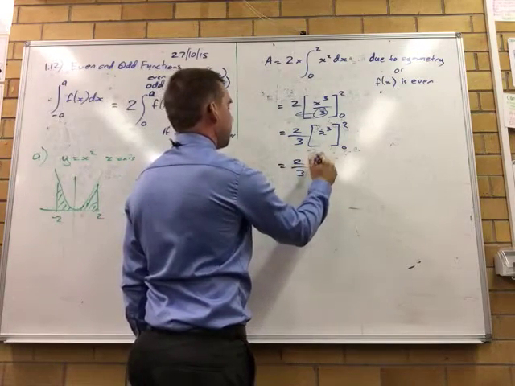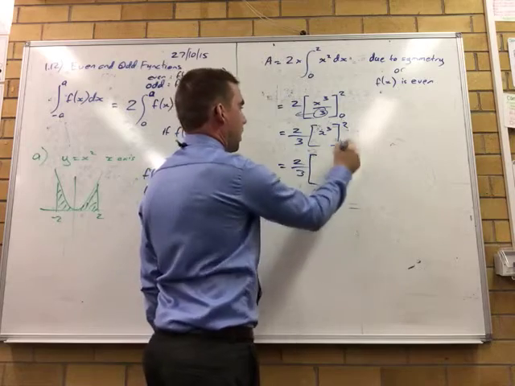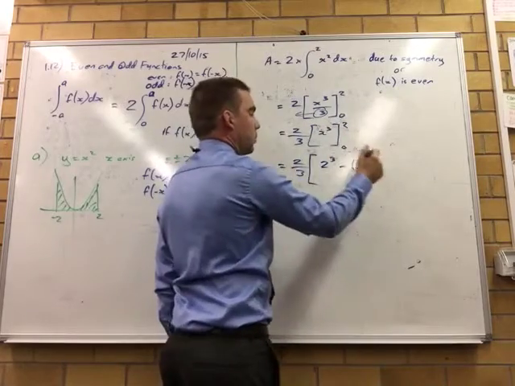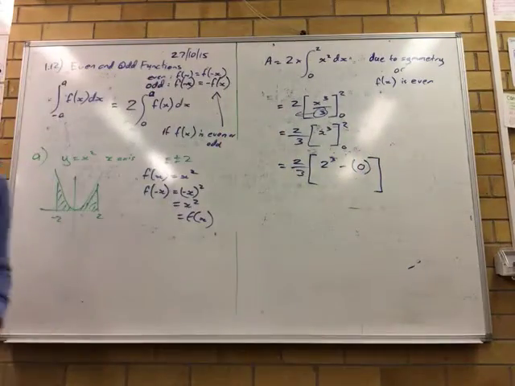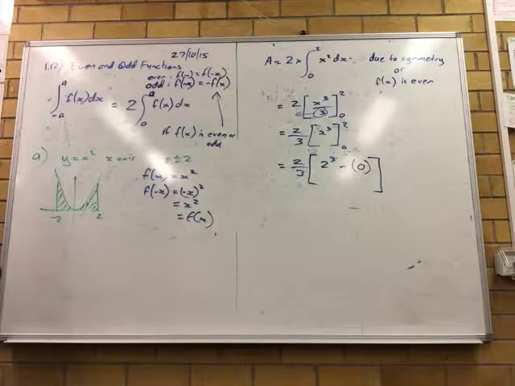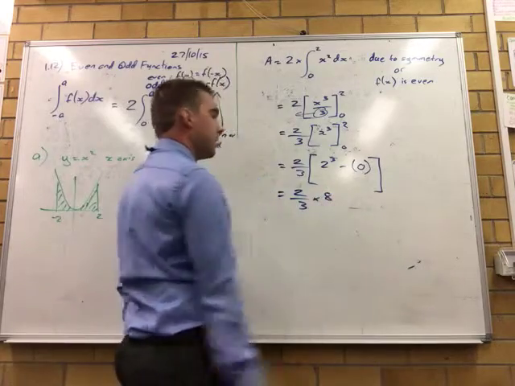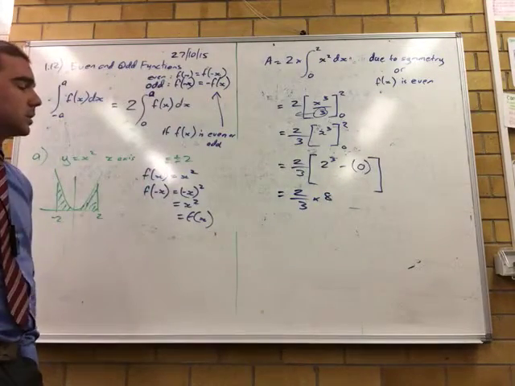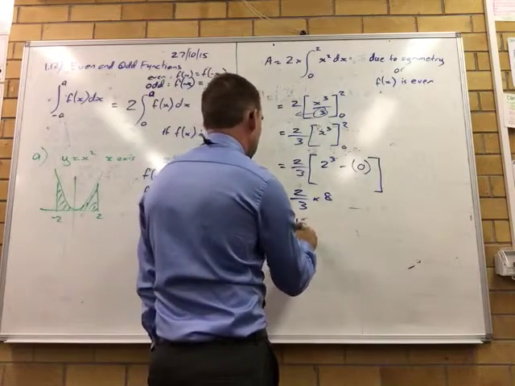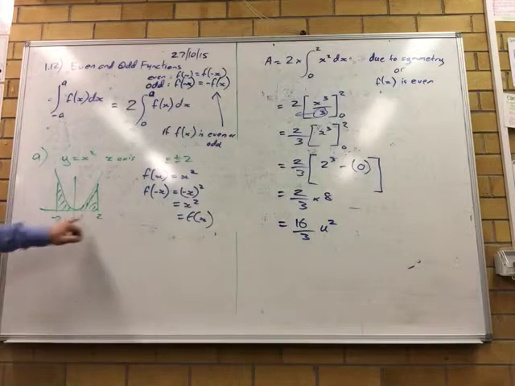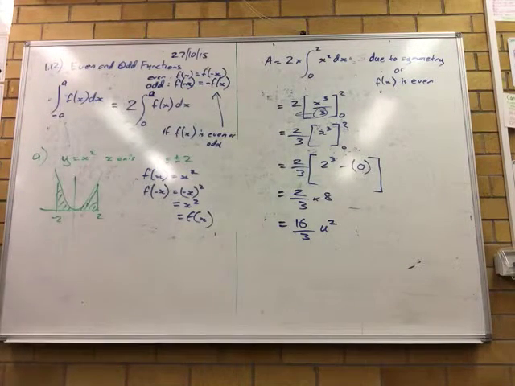So 2 over 3, the brackets will still need to be there, of 2 to the power of 3, take away, and again, you can just put in 0. We don't need to write 0 squared, 0 cubed. So it'll be 2 over 3 times 8, whatever the bracket simplifies to be. So the exact area between x squared and the x-axis, between 2 and negative 2, is exactly 16 over 3 units squared.